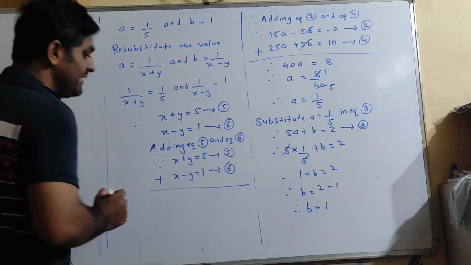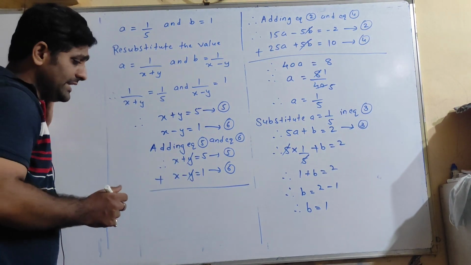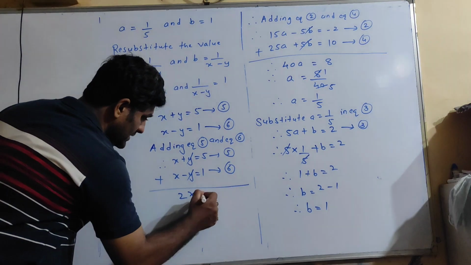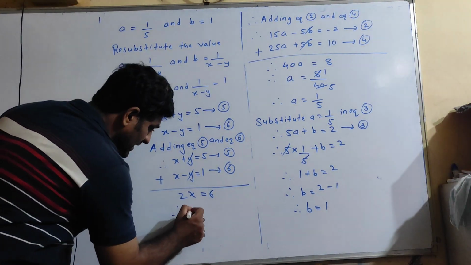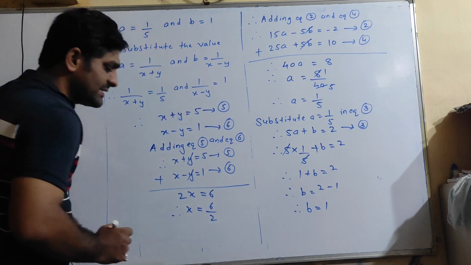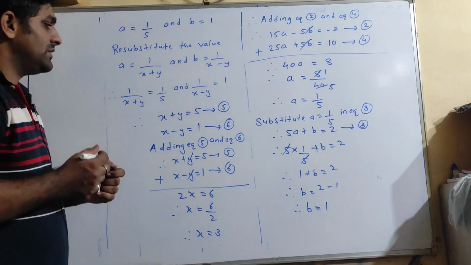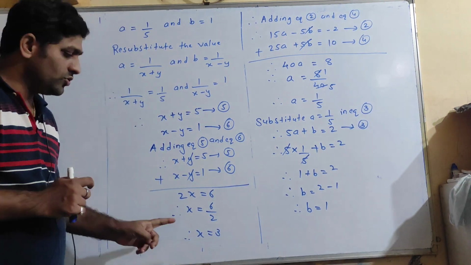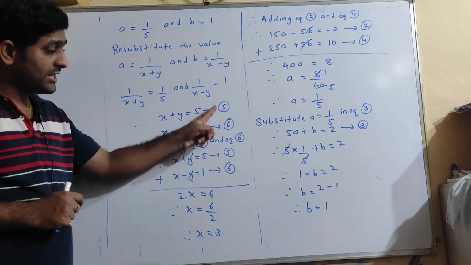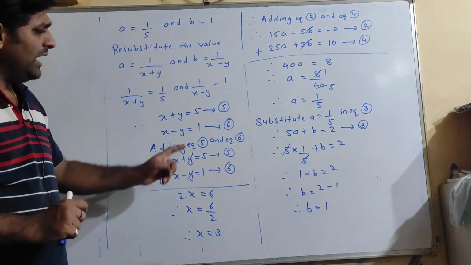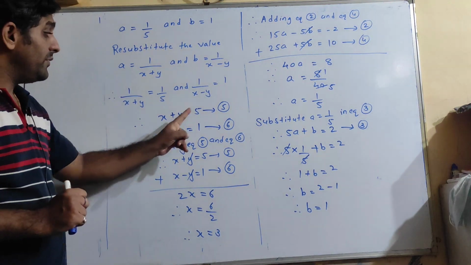Now we know that this is adding. Same term, opposite sign, cancel. x plus x, 2x, 5 plus 1 is 6. So we have, students, x is equal to 6 upon 2. So we have x as 3. Now, students, what are we going to do? This value of x equal to 3, we are going to substitute in the simplest equation. According to me, I feel that the simplest equation is equation number 5.